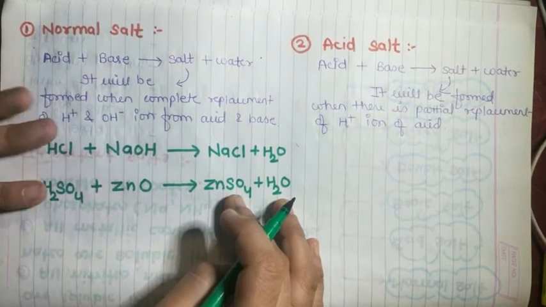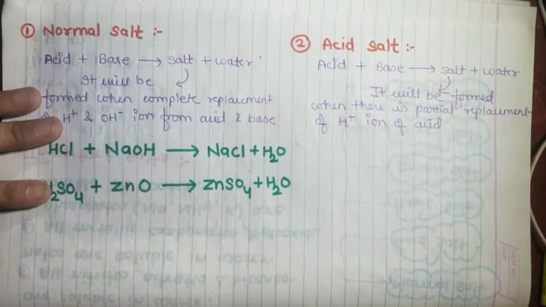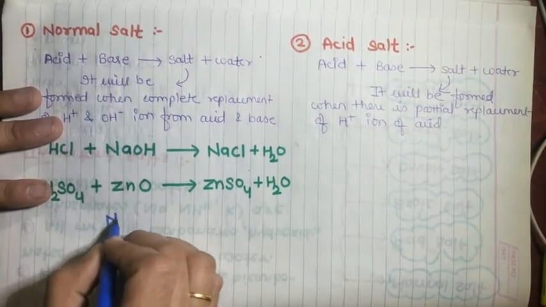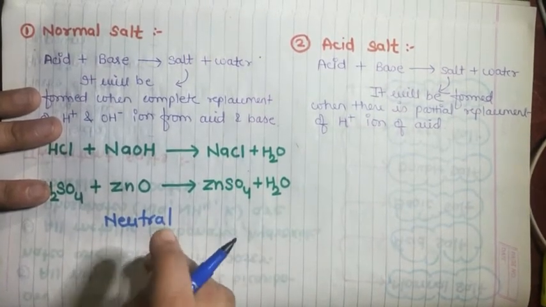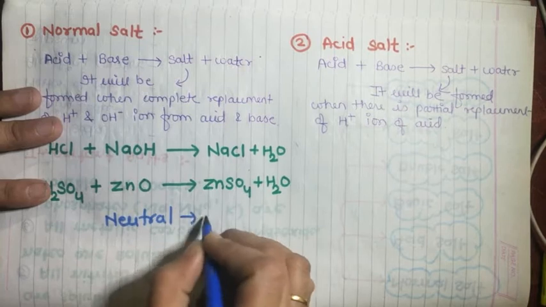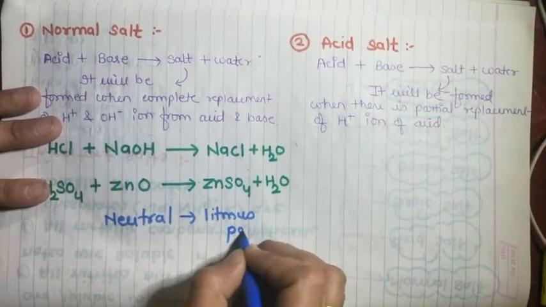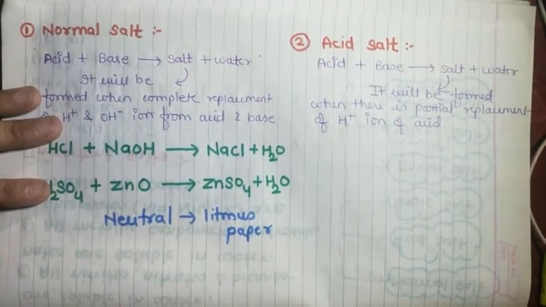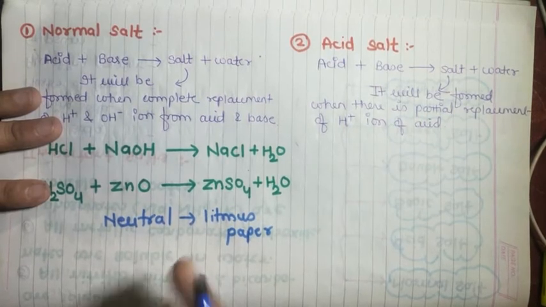Now, if you check these salts with litmus paper, you will find that the litmus paper shows a neutral color. That means no change in the color of the litmus paper. Or if you take the pH of this solution, you will get a neutral pH for these salts.